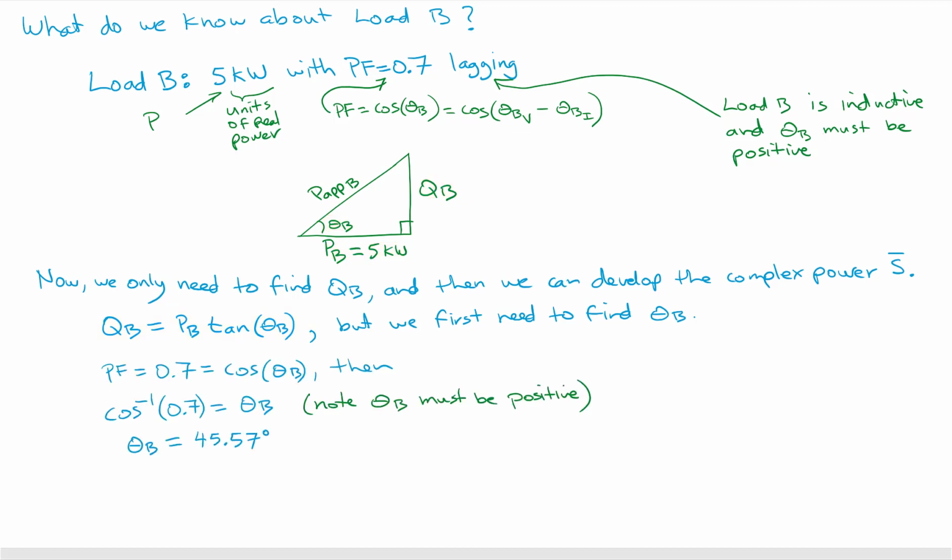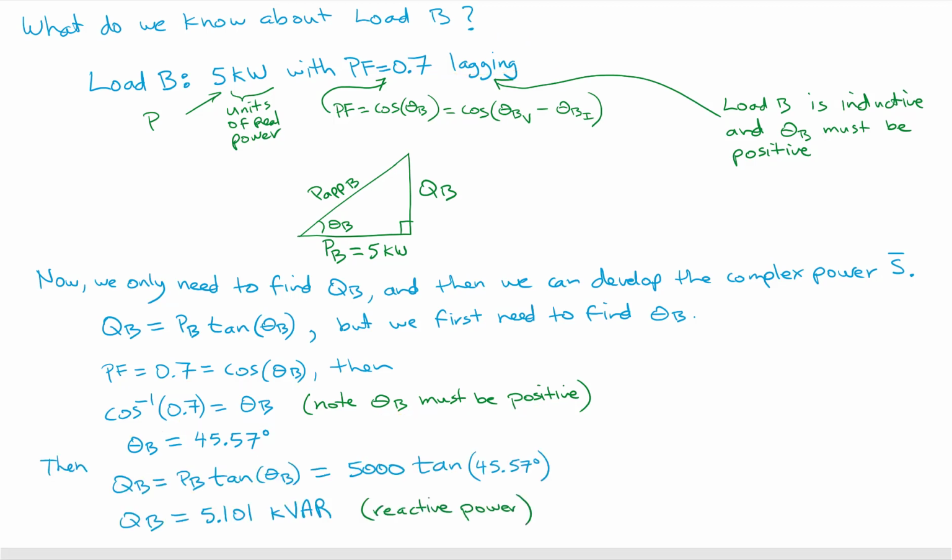So we know that the power factor, which is 0.7, is the cosine of the power angle. And if we take the inverse cosine of 0.7, we're going to get the phase angle, and we know that it must be positive because the load had a power factor that was lagging. Okay, and then when we solve, we get the power angle as equal to positive 45.57 degrees.